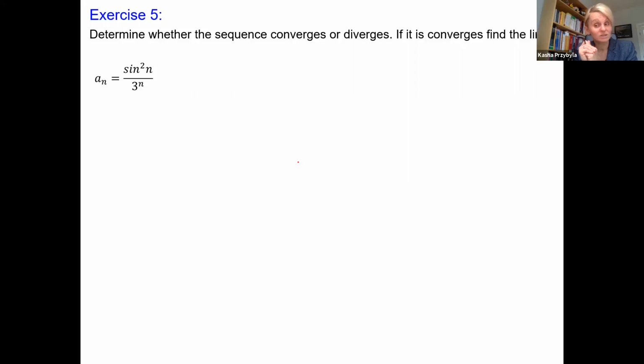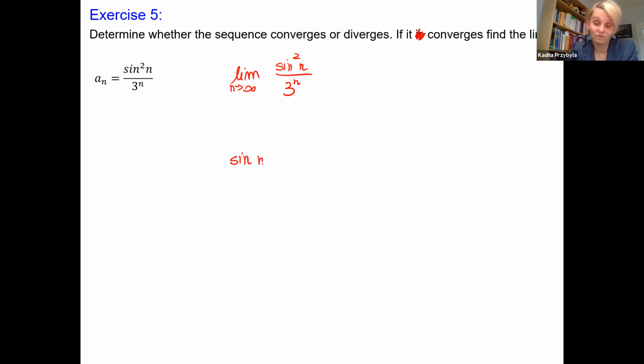Determine whether the sequence converges or diverges. If it converges, find the limit. Okay, that's what we think. In order to compute this limit, we can probably use the squeeze theorem. What do you think?